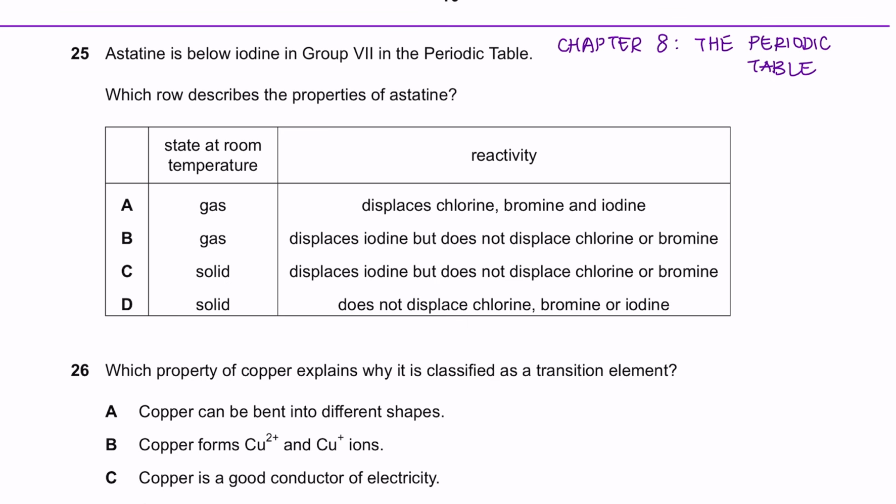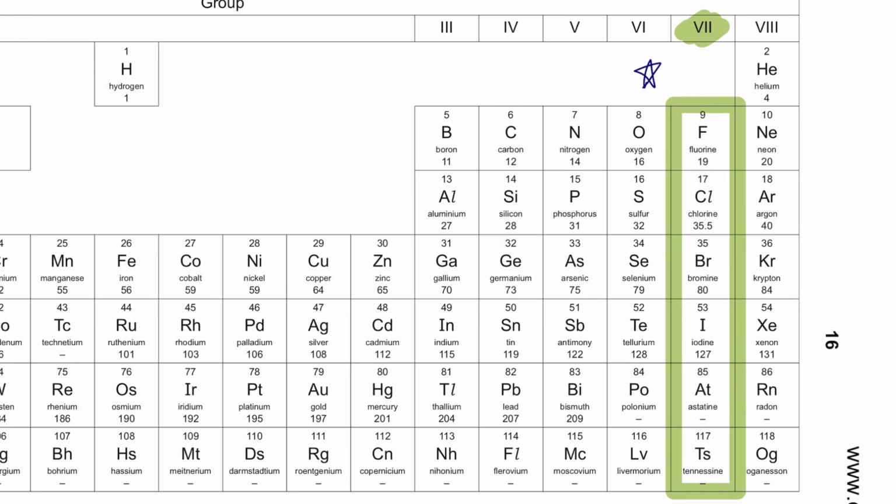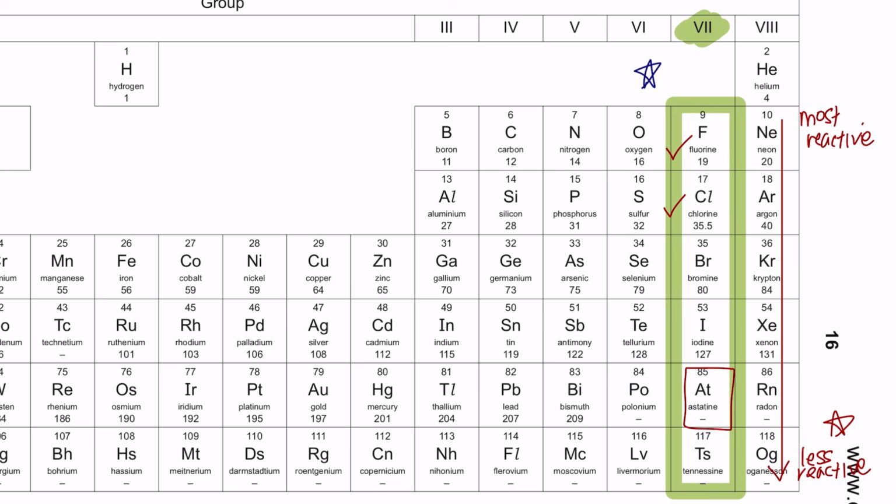Astatine is below iodine in group 7 in the periodic table. So these are the elements from group 7. Remember that in group 7, as it goes down the group, it becomes less reactive. This means that if astatine is here, fluorine, chlorine, bromine and iodine, all of these elements can displace astatine.